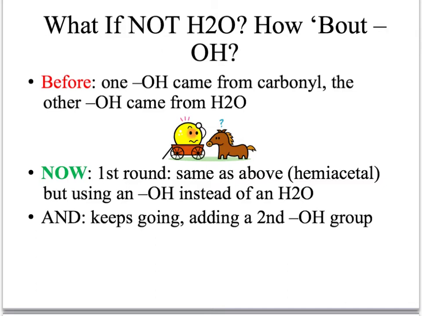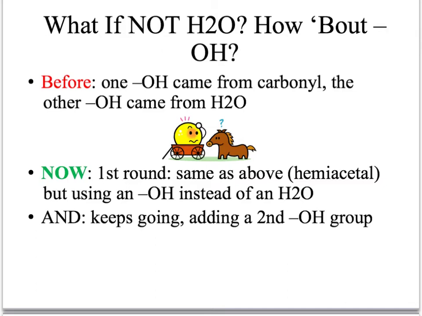So before, what happened? One OH came, and where did it come from? The carbonyl, right? Because the carbonyl had an O and grabbed an H, so that's where one of the OHs came from. Where did the other OH come from before? Yeah, the water coming in. Here's one OH, but the second OH came from the water.